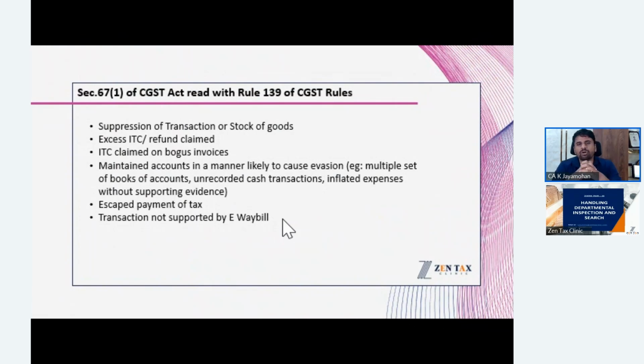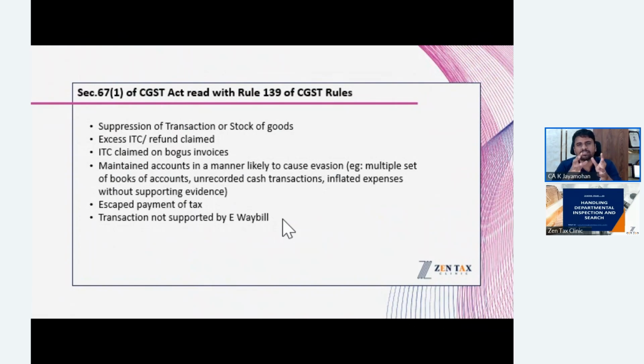Another one is ITC claimed on bogus invoices. This issue has been prevalent for a while, and you can see that the electronic credit ledger of a particular taxpayer is being blocked. If any taxpayer has been found involved in bill trading activity, then the whole chain of GST numbers is identified and blocked by the system itself. So these kinds of things are there. So this might trigger an inspection.